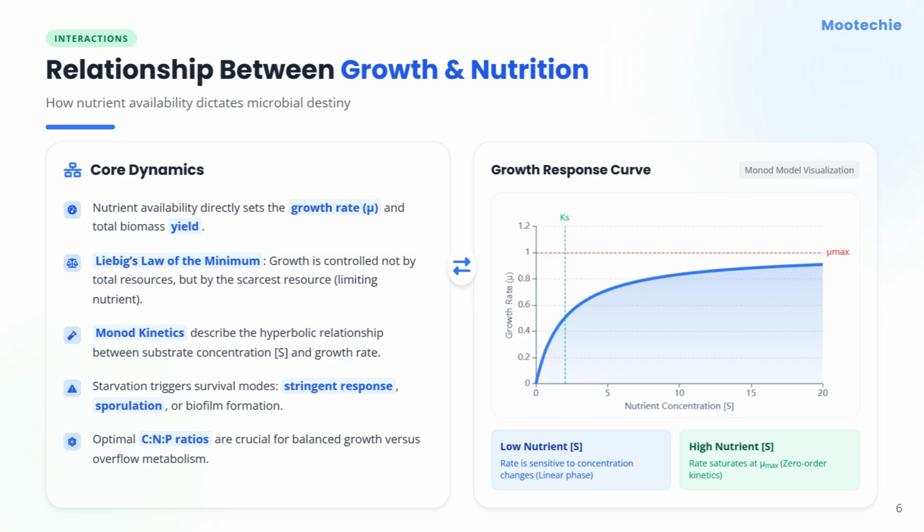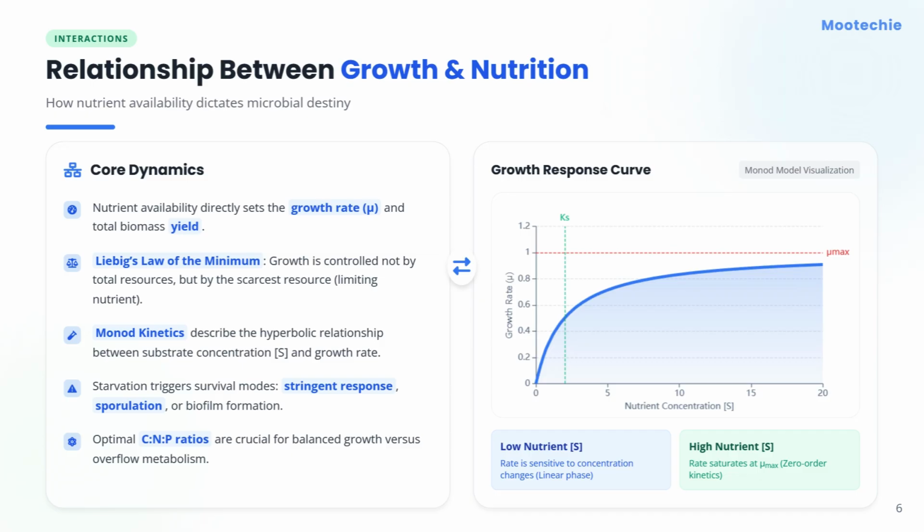We model this relationship using Monod kinetics, which describes how the growth rate increases with substrate concentration until it reaches a maximum. When nutrients run low, microbes enter survival modes, like the stringent response, sporulation, or forming biofilms. Balanced growth also depends on optimal ratios of carbon, nitrogen, and phosphorus.